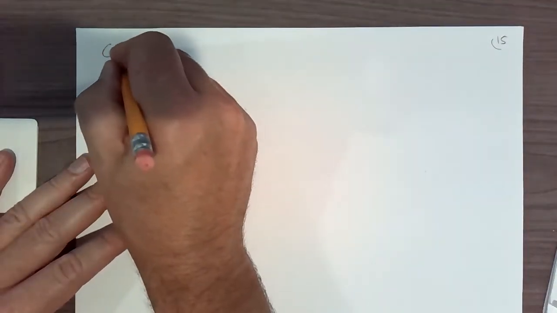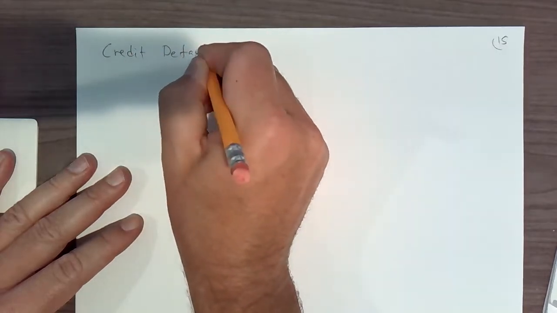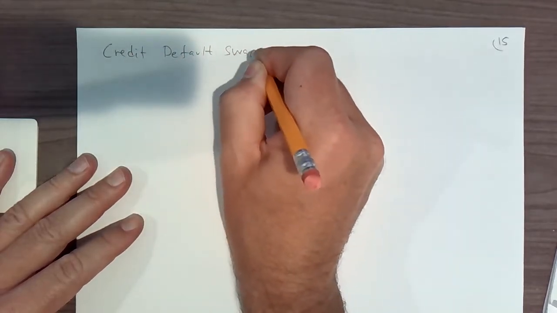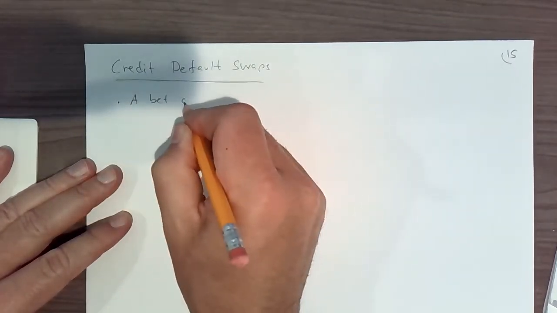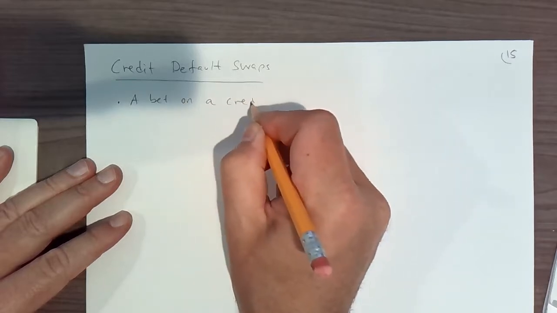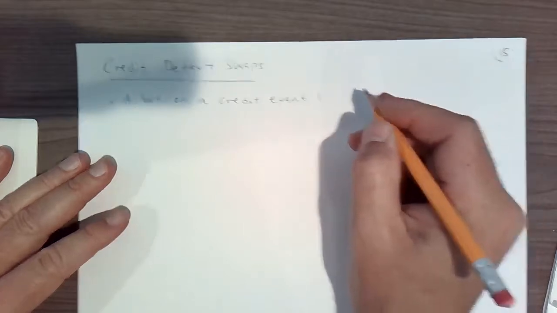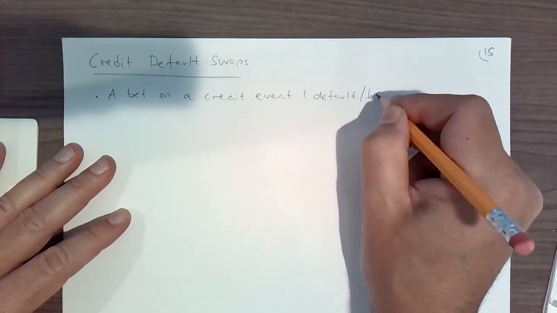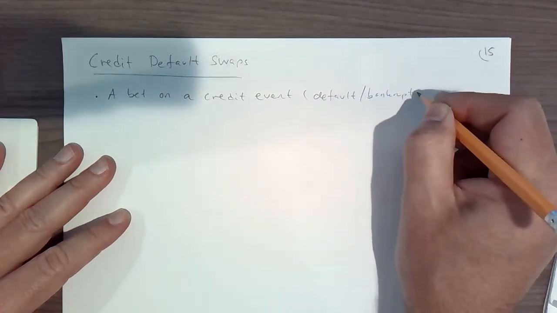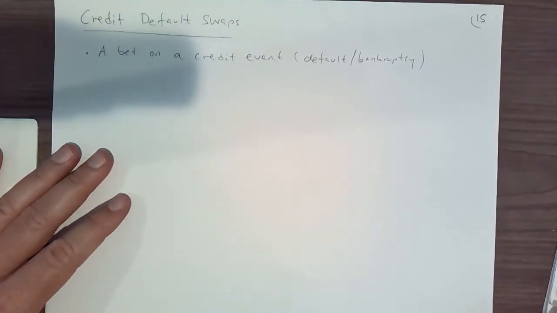I want to talk about what these contracts are about and how they work. They are still out there in one form, shape, or another. So we're going to be talking about credit default swaps. What this is, is a bet on what's called a credit event. Let's just say that this one here is default. Default. Bankruptcy.